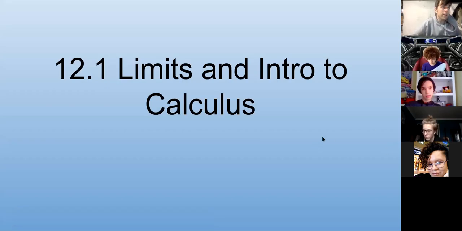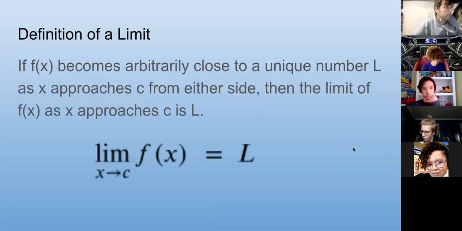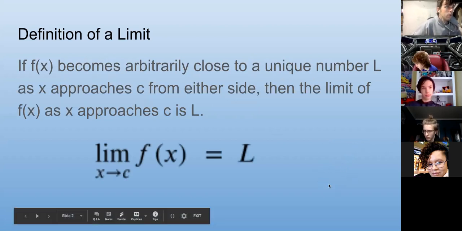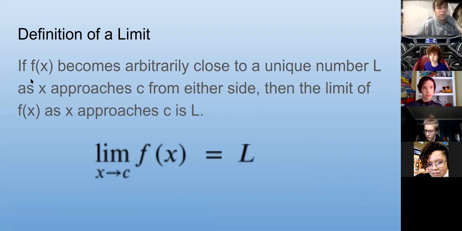So limit is a really important idea to calculus, so we're going to introduce some concepts about that. Here's the definition of a limit. I would say this isn't strictly the most technical mathematical definition of a limit, but it gets us the basic idea. So if f of x, so when we say f of x, we're talking about the output of a function, becomes arbitrarily close to a unique number L as x approaches c from either side, then the limit of f of x as x approaches c is L. Sounds really technical, but it's actually not too technical here.